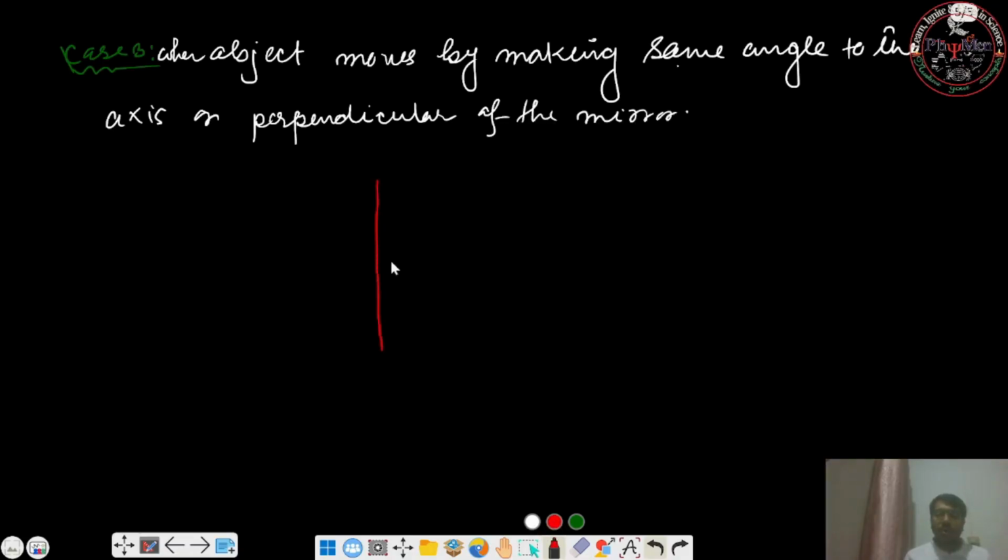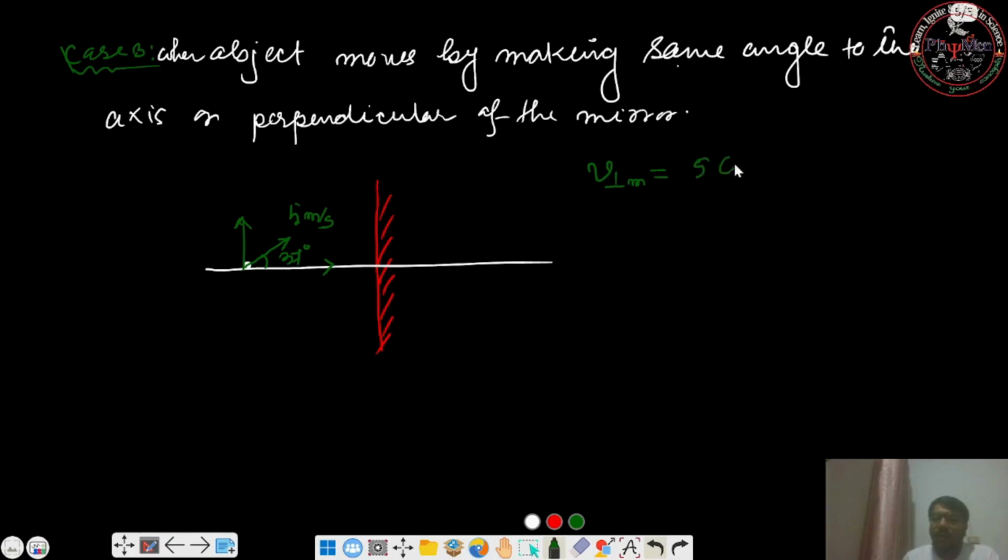Suppose I have a plane mirror like this, and in front of this plane mirror I place an object which is moving in this direction with a velocity of 5 meters per second and making some angle of 37 degrees with the normal. Okay, with the normal. So then we will take one component in this direction and one component in this direction. The velocity component perpendicular to the mirror is given as 5 cos 37 degrees, and the velocity component parallel to the mirror is given as 5 sin 37 degrees.